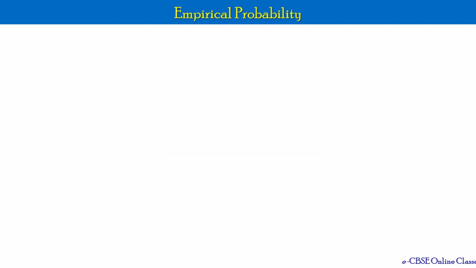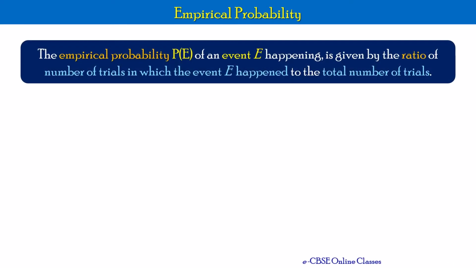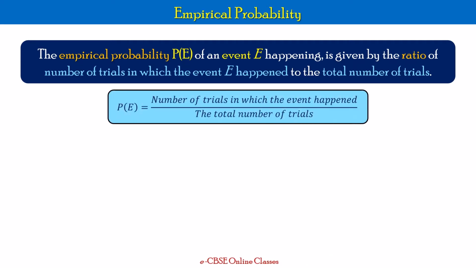We have looked at the definition of empirical probability. As per the definition, the empirical probability P(E) of an event E happening is given by the ratio of the number of trials in which the event E happened to the total number of trials. This is an experimental way of finding the probability. The equation is P(E) equals the number of trials in which the event E has happened divided by the total number of trials.